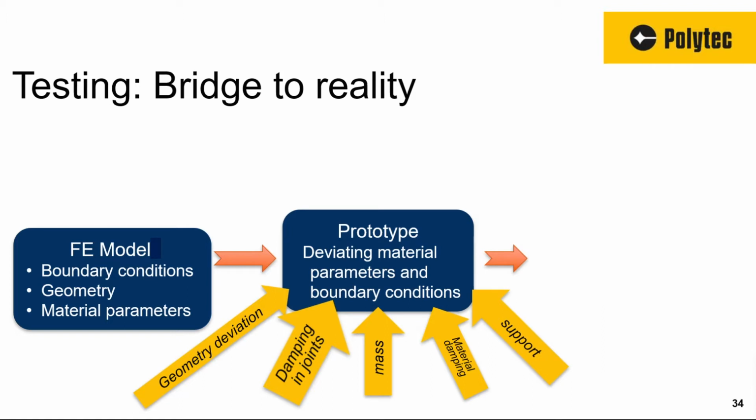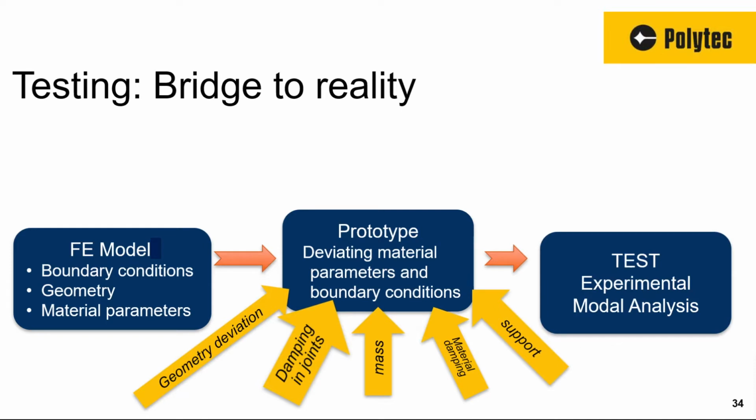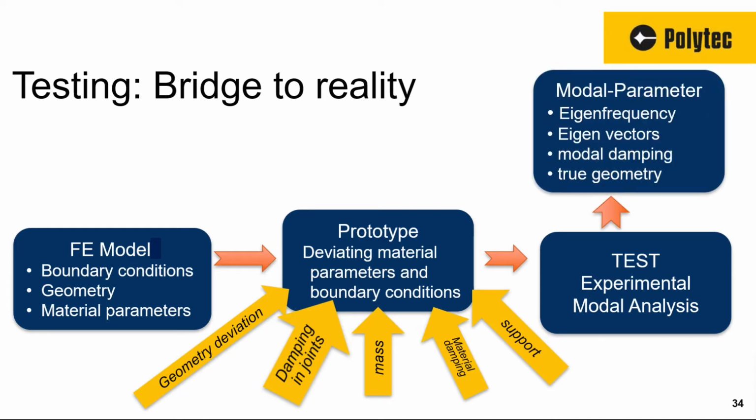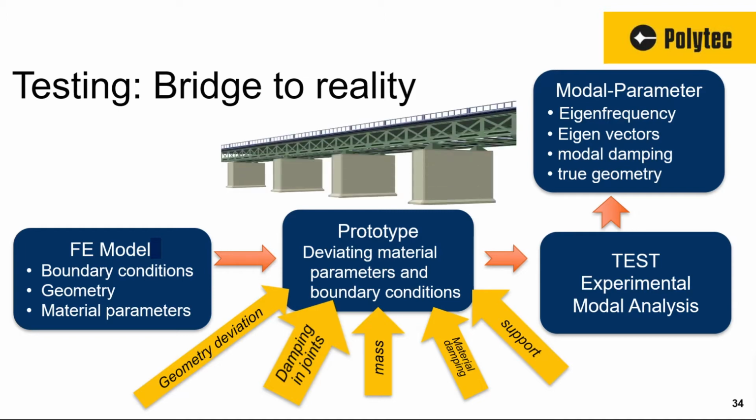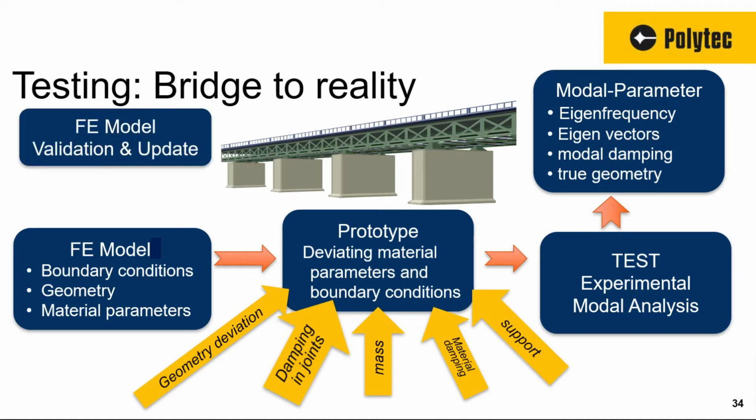Then we perform the test, the experimental modal analysis, and then we extract the parameters, the eigenfrequency, eigenvectors, modal damping, and in case of the scanning laser vibrometry, also the true geometry, because that's something we get as a return during the measurement. So we're bridging the gap between reality and the model, and then we can do a FE model validation or updating. And then the circle is closed.